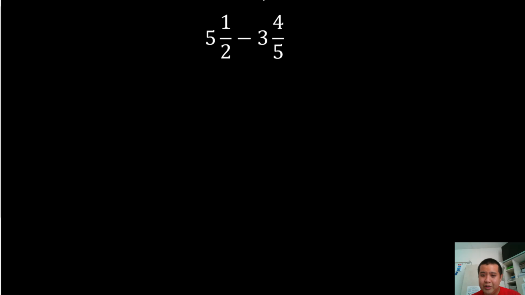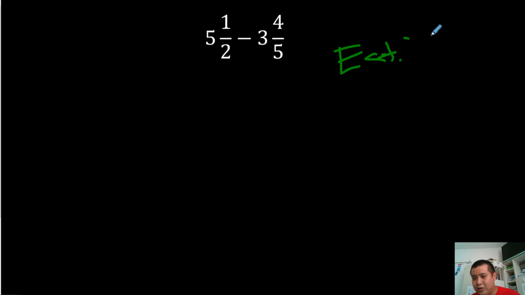Here we have subtraction. We have 5 and 1/2 minus 3 and 4/5. And again, we're going to do an estimate. We have 5 minus 3, which is 2. Then we have 1/2 minus 4/5. And 1/2 is smaller than 4/5. So we're going to have an answer that's a little less than 2.